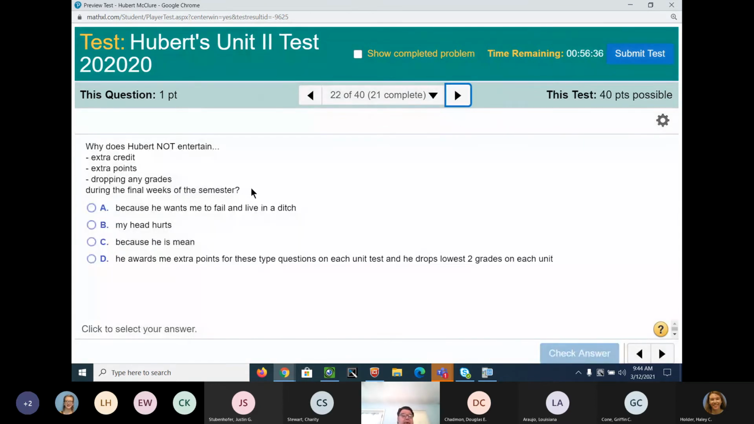Y'all settle down, please. Why does Hubert not entertain extra points, dropping any grades, or extra credit at the end of the semester? I kind of like alpha, but it's delta.